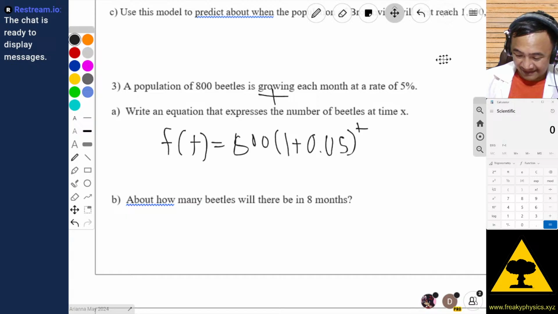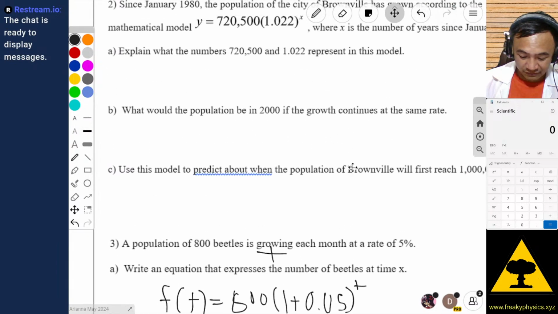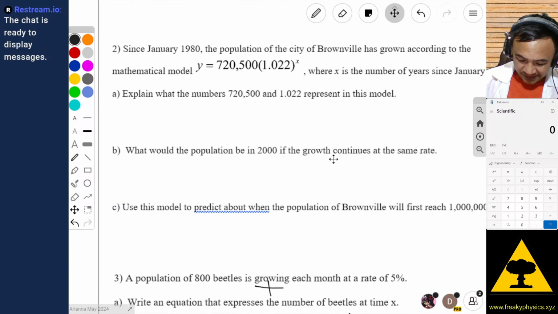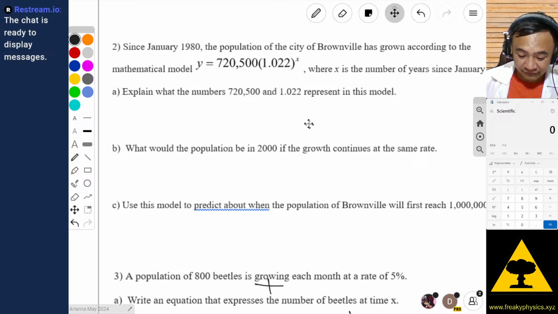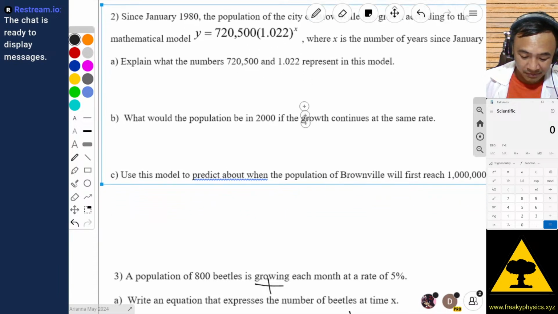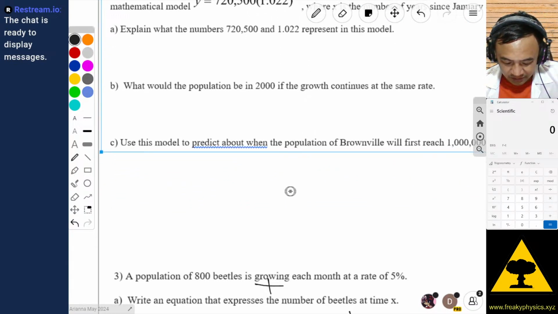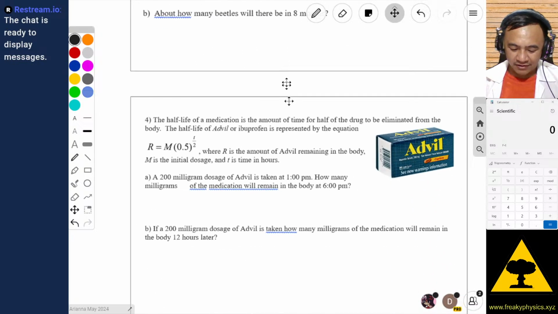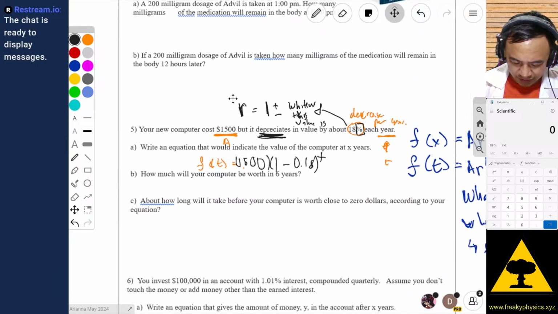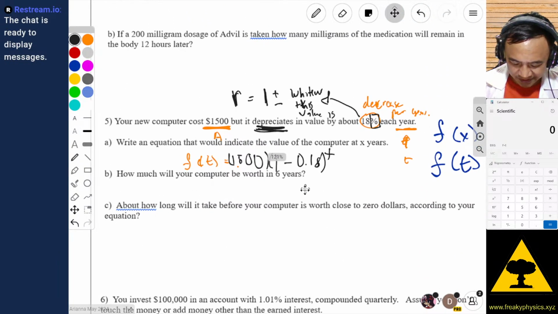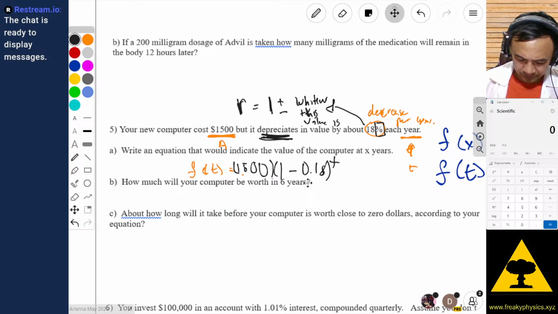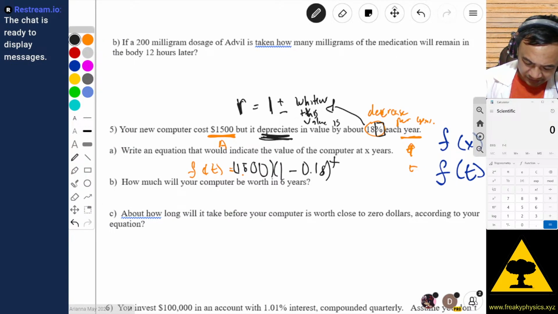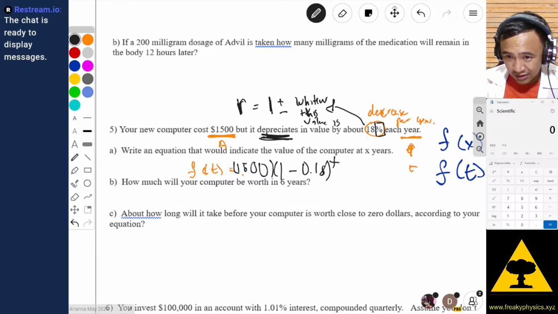Okay. I think it's quite obvious now, right? In this case, number two we're gonna reverse this later, but the idea is still gonna be the same. Did I change anything? No. Good. So let's go back to five here. How much will your computer be worth in 6 years?